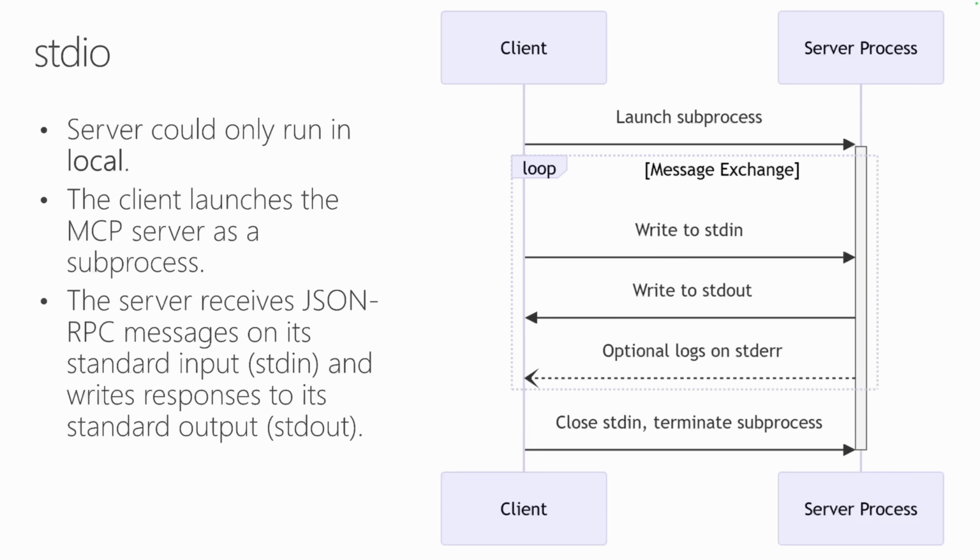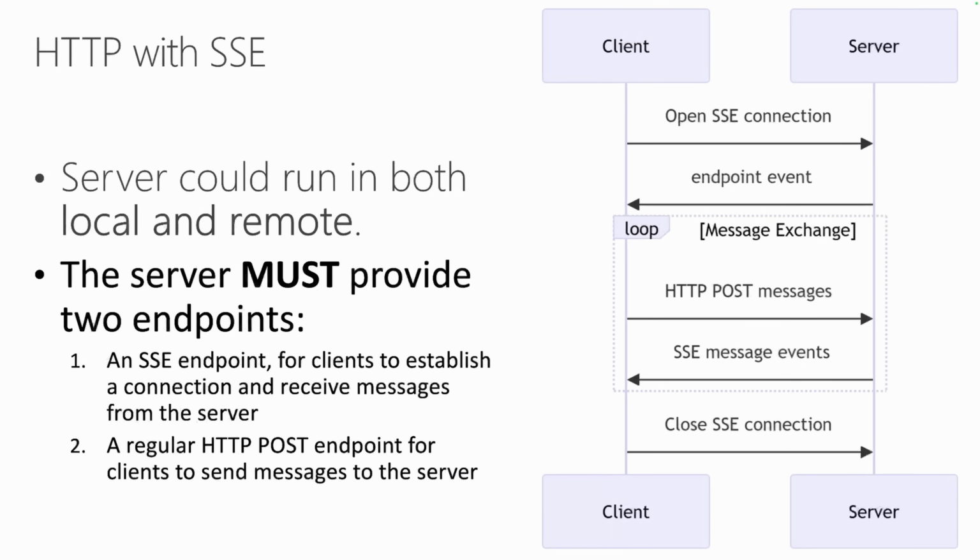This is the first way, and the second one is to use HTTP with SSE. The server can run both locally and remotely. It must provide two endpoints. The first one is an endpoint for clients to establish a connection and receive messages from the server. The other one is a regular HTTP POST endpoint for clients to send messages to the server.